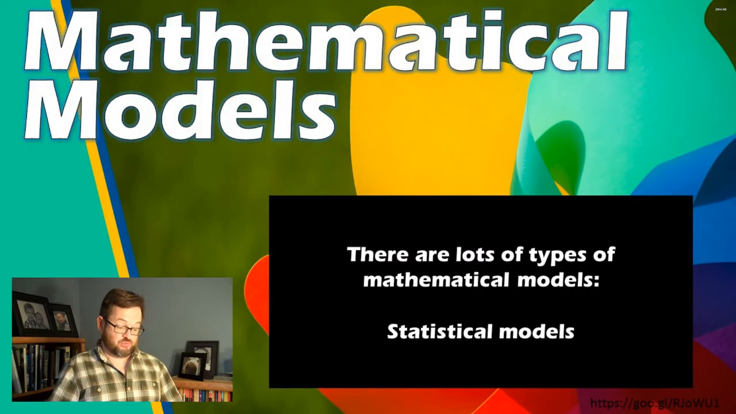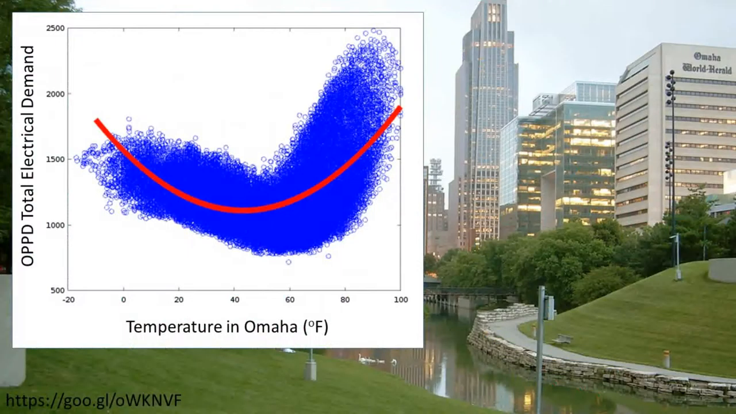There are statistical models, which are a type of mathematical model, where, for example, in this one, we have data about the past showing for different temperatures in Omaha how much electrical demand there was. And then based on that, we could fit a curve to the data, not particularly well in this particular case, but you could fit a curve through the data to make an estimate of how much power would be needed in Omaha based on the temperature in Omaha. There's no physics or anything involved in this. It's purely statistics. We're using the past performance of the system, in this case the electrical grid and how it related to the weather, to make predictions about the future performance of the system.